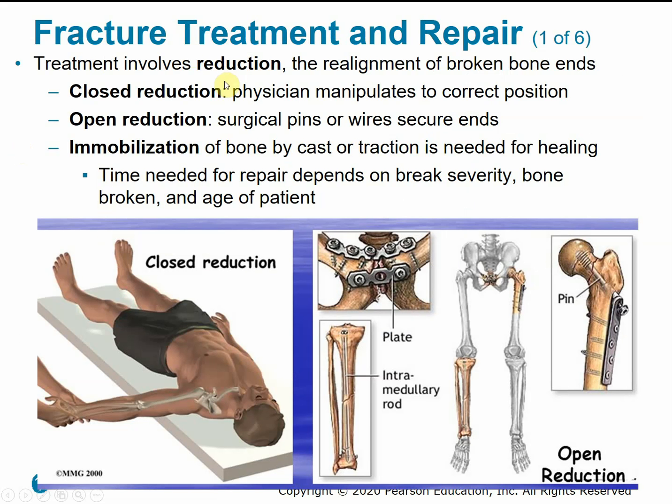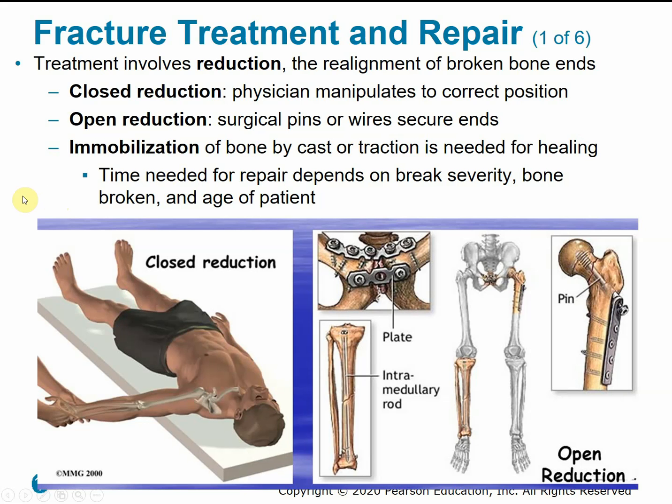Fracture treatment involves reduction and realignment of the bone ends. So when the bone heals, we want it to heal properly. So we want those ends to be lined up appropriately. With a closed reduction, the doctor can simply just kind of physically manipulate the bones back into the correct position. An open reduction is a little bit more intense, where we have to involve the use of surgical pins or wires outside the bone to ensure a correct position and secure the ends together. Once the broken bone ends have been realigned, then the bone will be immobilized by a cast or some type of traction device until it's fully healed.